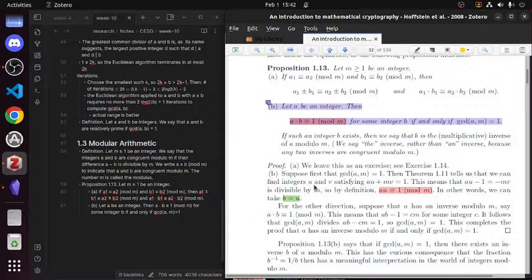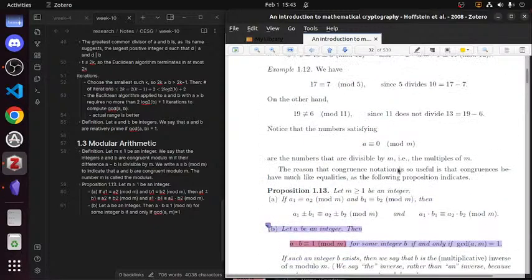So B equals U, and then we can find integers U and V satisfying AU plus MV equals 1. This means that AU minus 1 equals negative MV. Okay, that's simple enough. It's divisible by M. So this is the part.